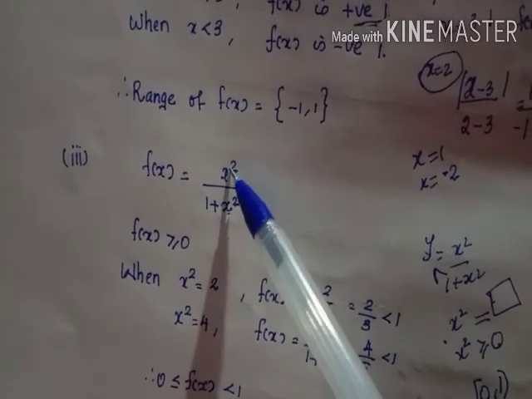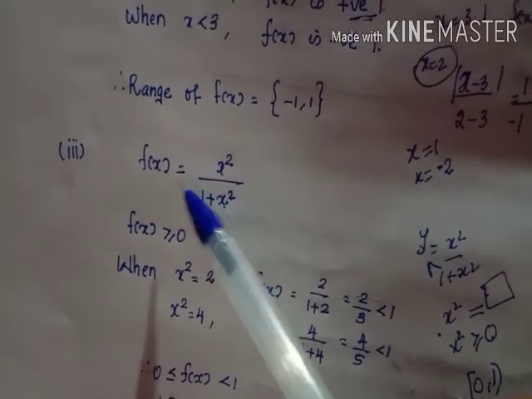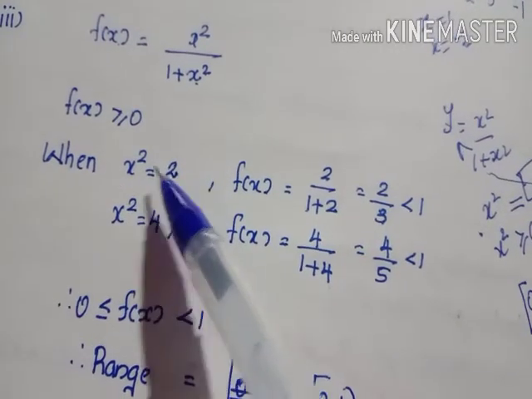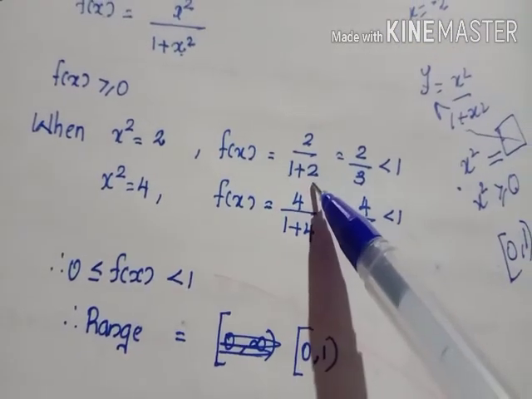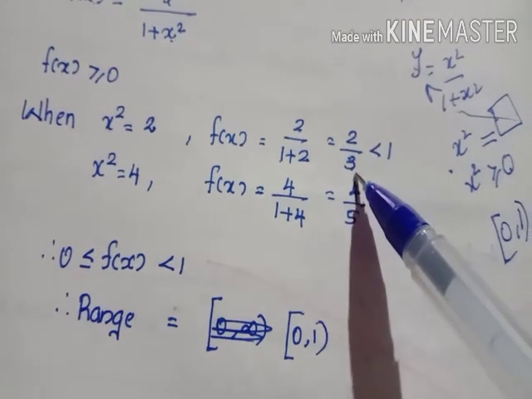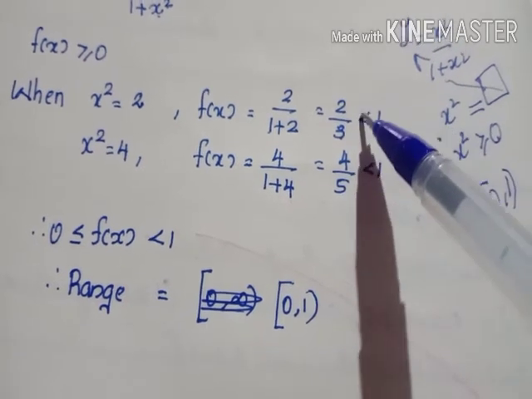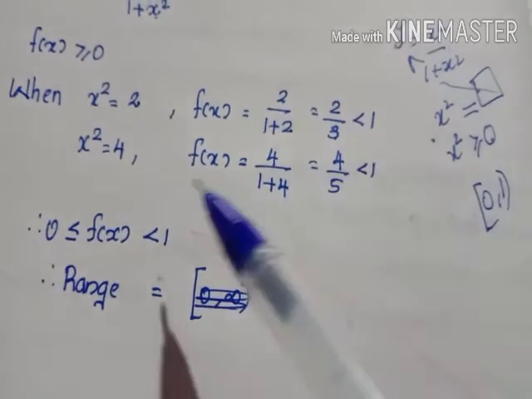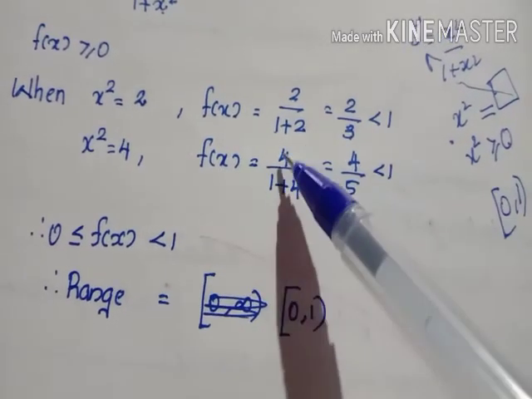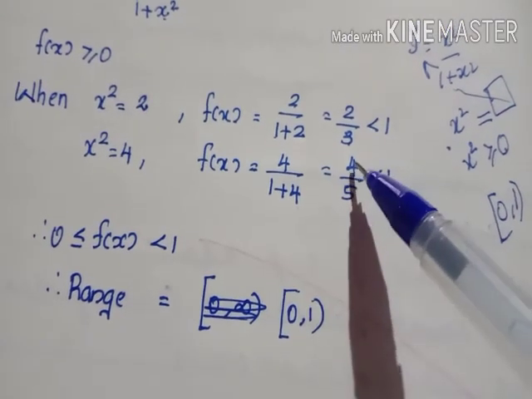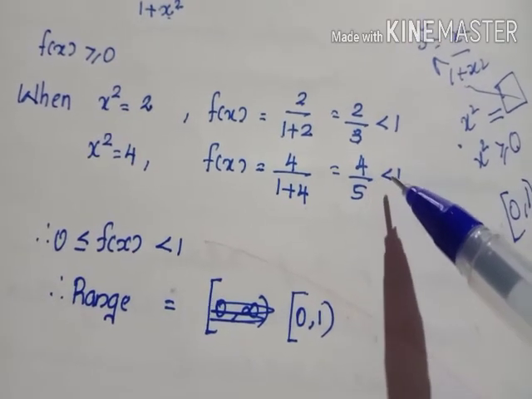Now, let's consider the values for x square. If x square equal to 2, then what is f of x? When x square equal to 2, f of x equal to 2 by 1 plus 2, which is 2 by 3. And the value of 2 by 3 is 0.666 and so on. So, definitely it is less than 1. If we take x square equal to 4, the value of f of x equal to 4 by 1 plus 4, which is 4 by 5. 4 by 5 means it is 0.8. It is less than 1.